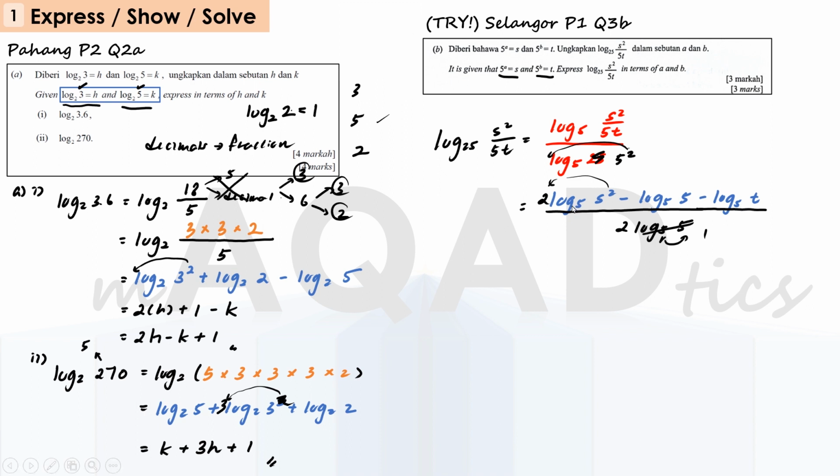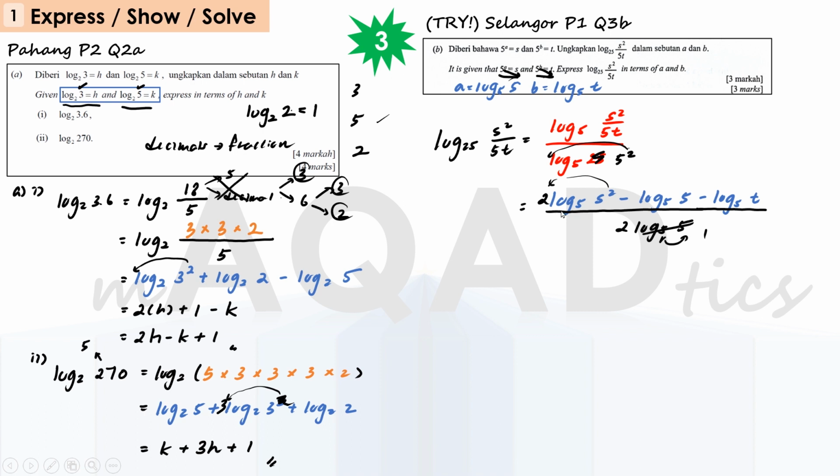Now if you can see here, we have all the logs, but here it gives us the index form. So let's change these two from the index form to the log form. If you want to change from index to log, again the 5 we need to push back to the log base, which is log base 5 of s. Same goes to this one: 5, push it back, log base 5 of t.